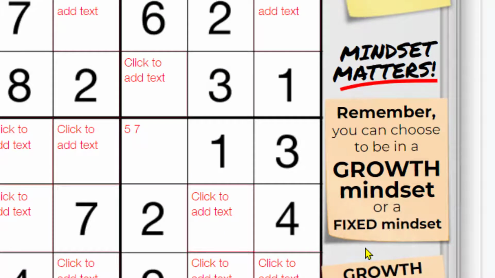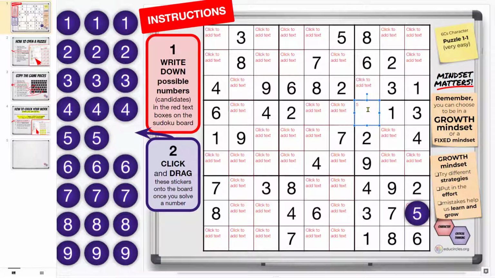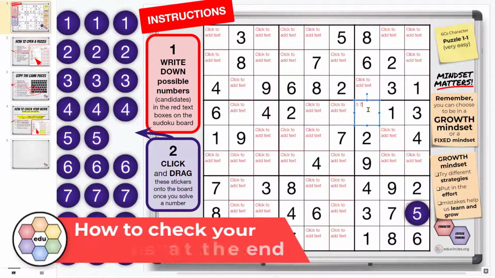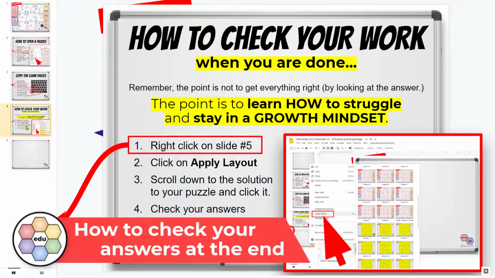So, anytime you want to change a number, you have to double-click it, and then you can use your keyboard to type. At some point, you're going to make a mistake, and when that happens, just double-click the text box and change the numbers there. Let's say I finish this logic puzzle and I want to check my answers. I'm going to click over here on the left on this instruction slide about how to check your work when you're done.